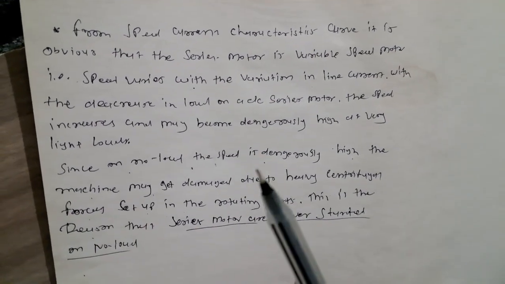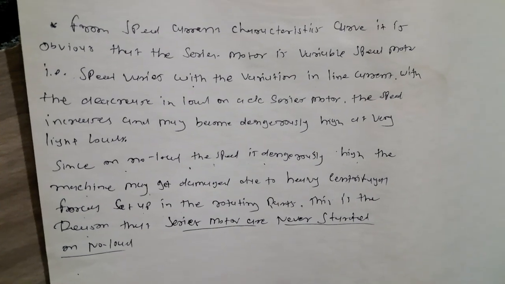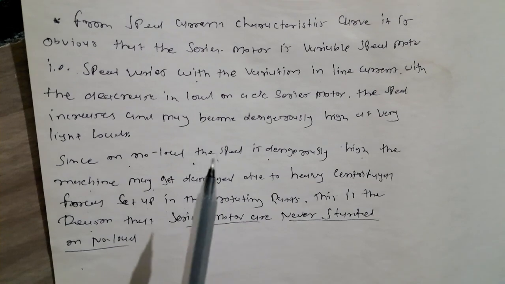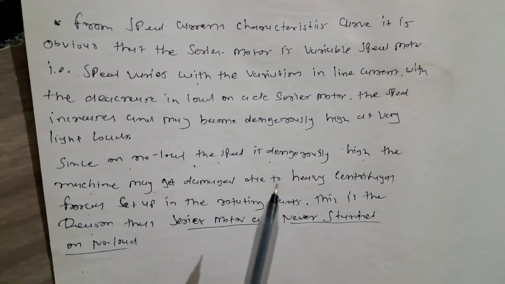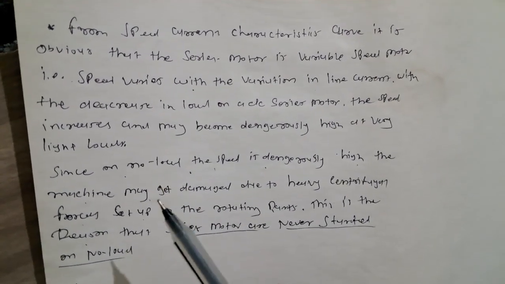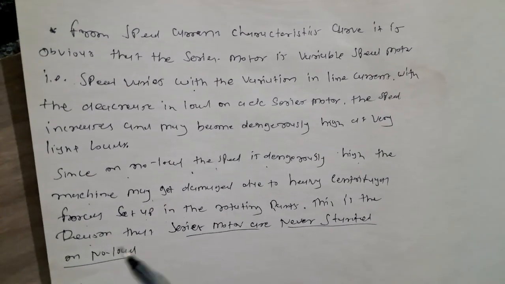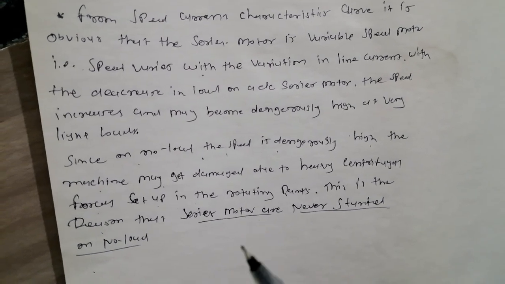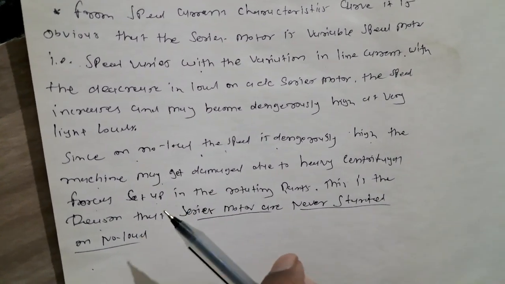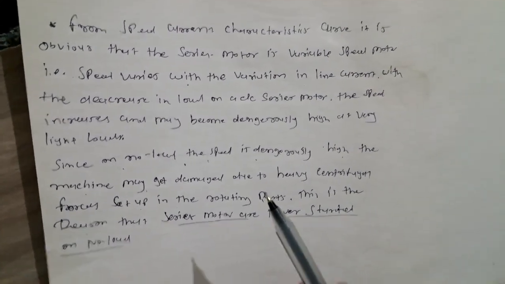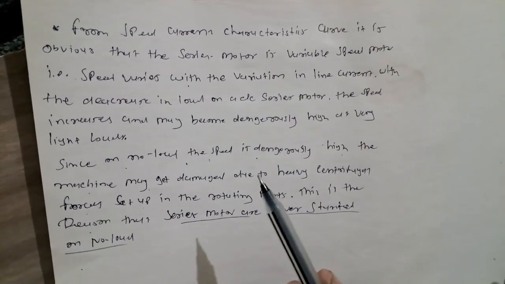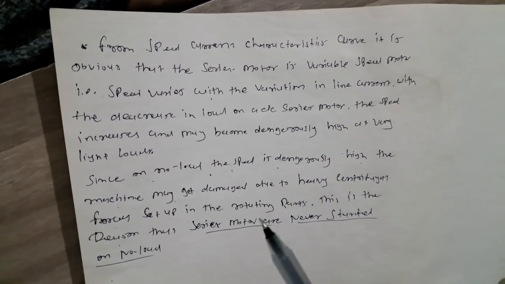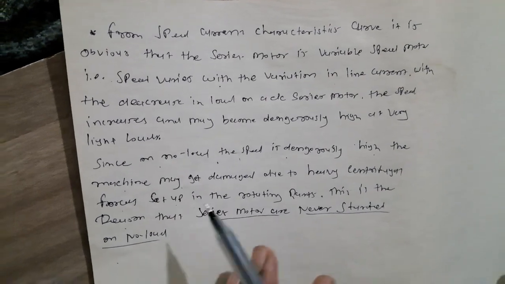The speed tends to increase so that back EMF may approach the applied voltage in magnitude. The increase in back EMF weakens the armature current and hence the field current. This causes again an increase in speed. So thus the field continues to weaken and speed continues to increase until the armature gets damaged.